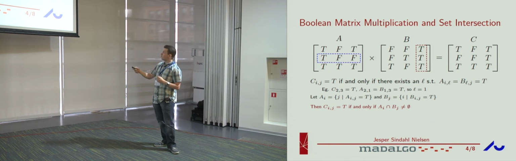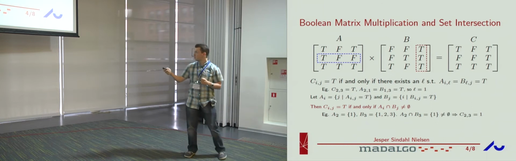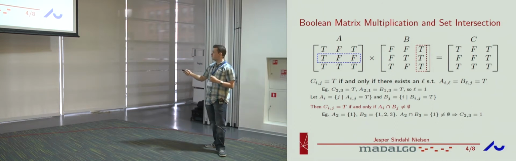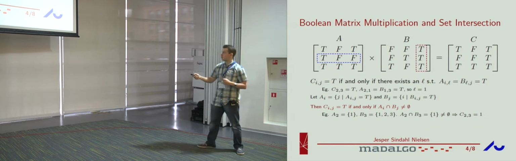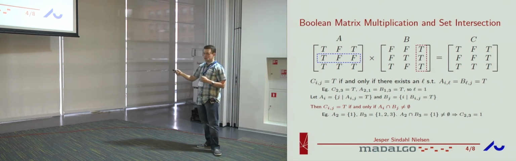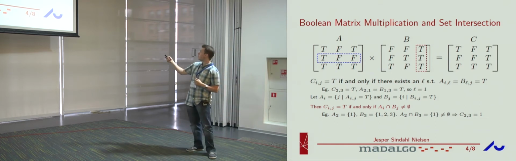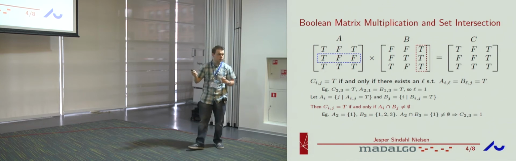So if you do the set for this one and the set for this one, you'll see this contains 1, and this one will contain 1, 2, and 3. Great. Their intersection is not empty, it's 1, which means that index up there will be true. In particular, this intersection actually computes the witnesses for why that one should be true.